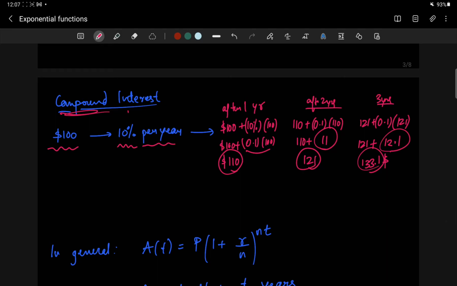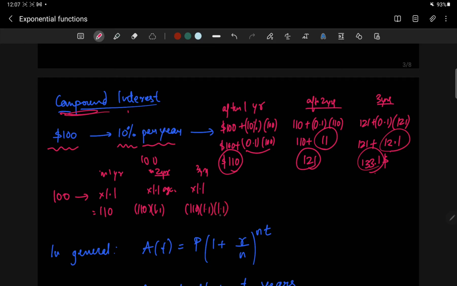And you can see that in order to figure out how to get from 100 to 133.1, you just have to keep multiplying by a factor of 1.1. What you're saying is you have 100, right? In 1 year, it becomes multiplied by 1.1. So it becomes 110. In 2 years, it gets multiplied by 1.1 again. So it's 110 times 1.1. In 3 years, similarly, it gets multiplied by 1.1 again. So it's 110 times 1.1 times 1.1.